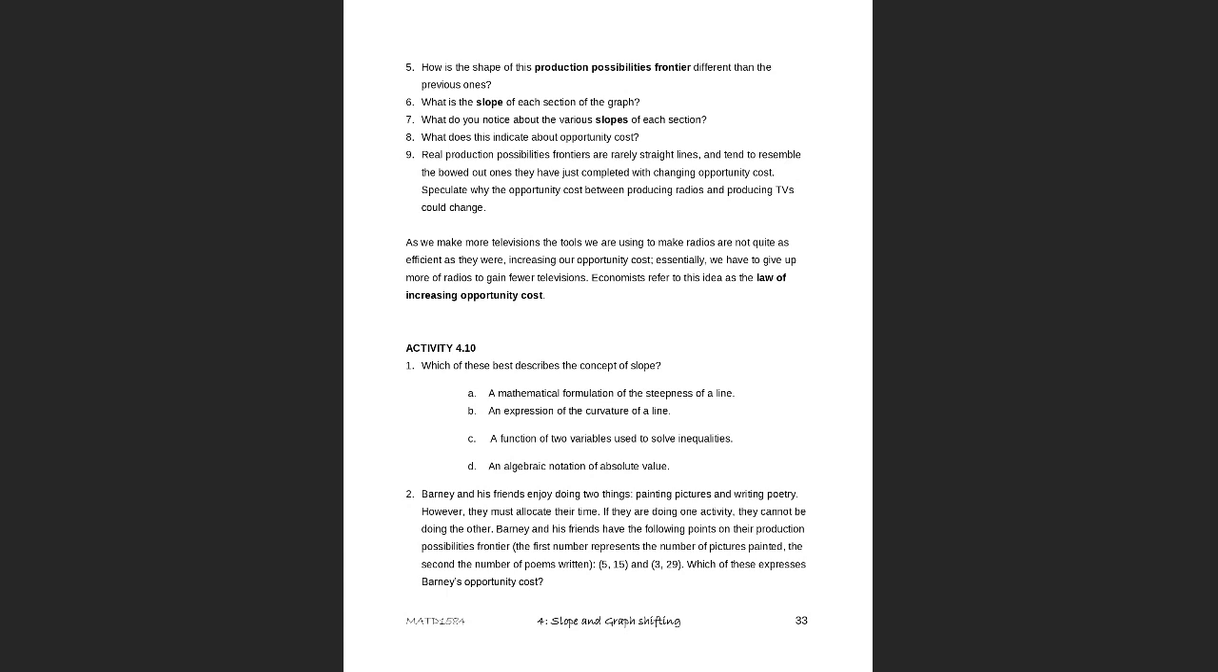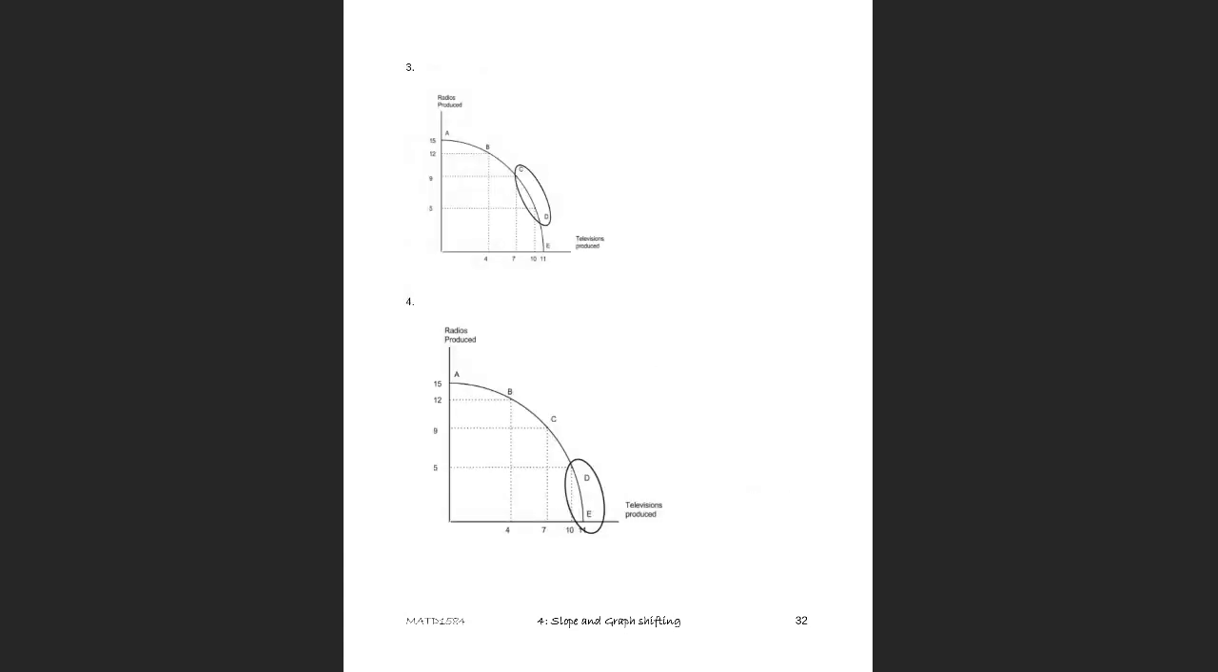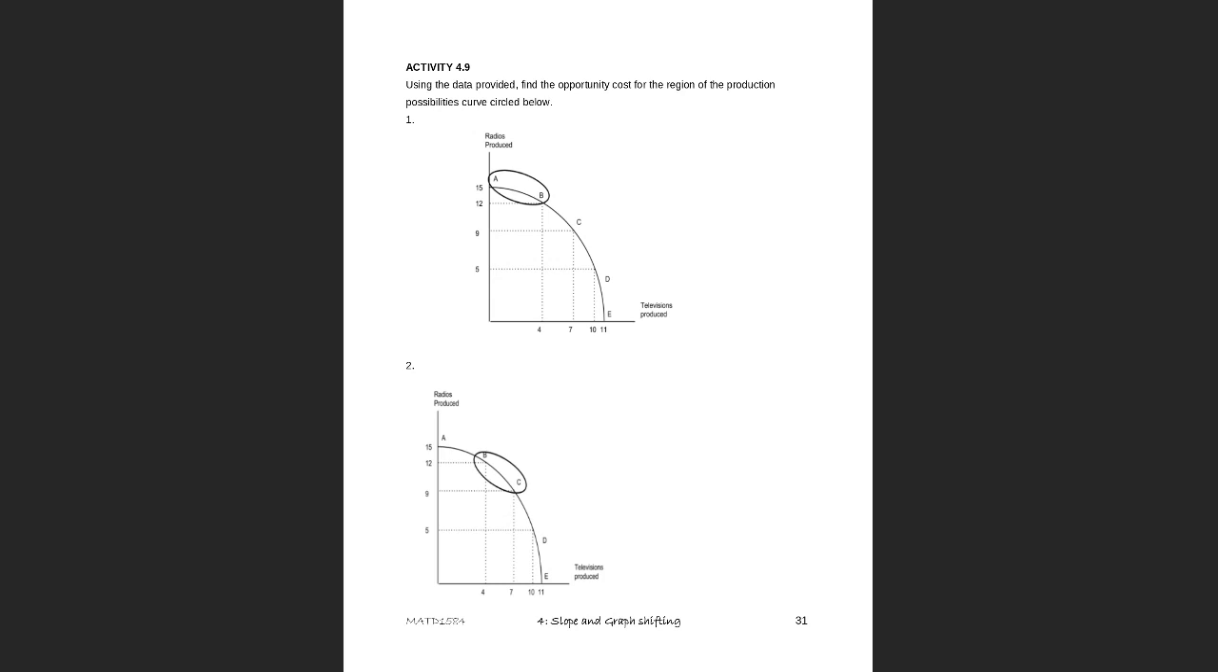So you will notice that, let's look at the first one. If I want to look for the gradient from A to B, the point A, as we can see, is 0, 15. And the point B is 4 and 12.